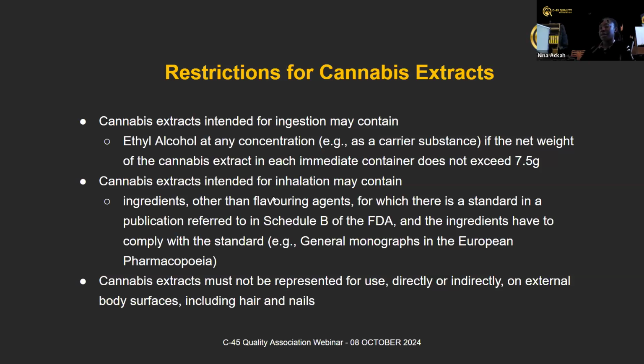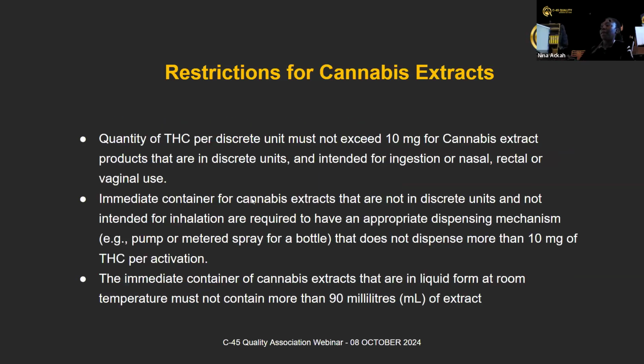Yes, and cannabis extracts cannot be used on the skin. So including the hair, the nails, or any part of the skin, cannabis extracts cannot be represented as intended for use on skin. Those are reserved for cannabis topicals.